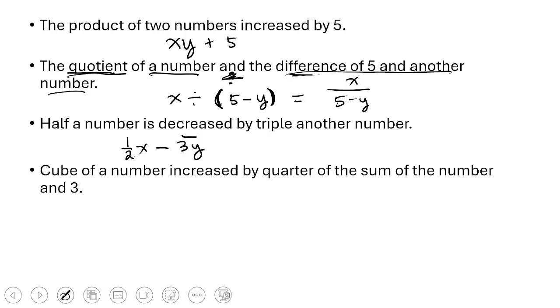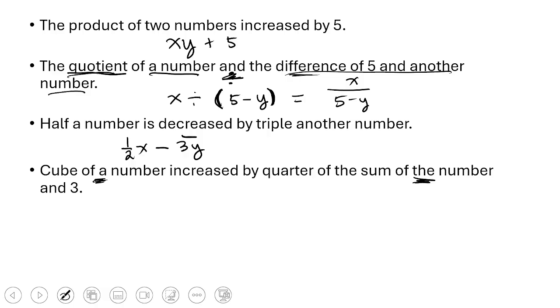And finally, we have cube of a number increased by quarter of the sum of the number and 3. So we have cube of a number. First, let me focus on our articles here. We have here a number, and then here we have the number. By using the article the, I am pertaining to the same number. So I do not have two unknowns. I'm only pertaining to one unknown number, or just a single variable.